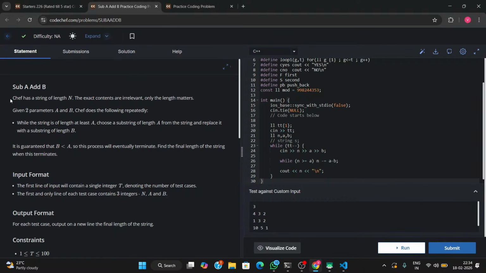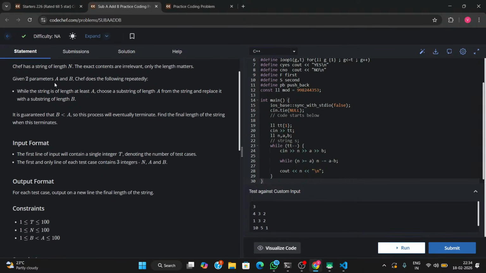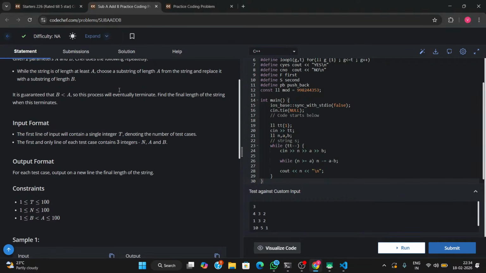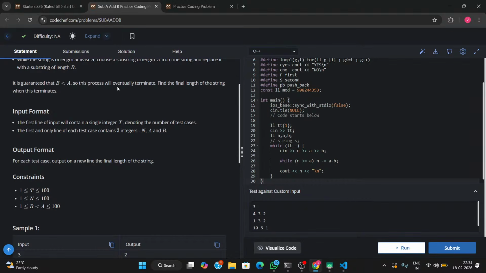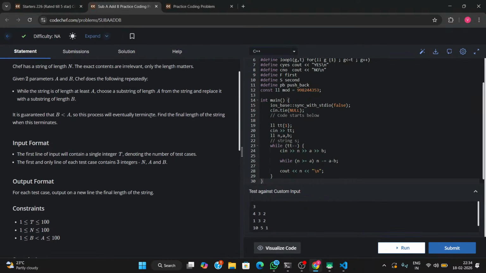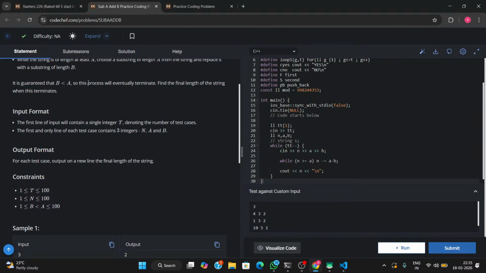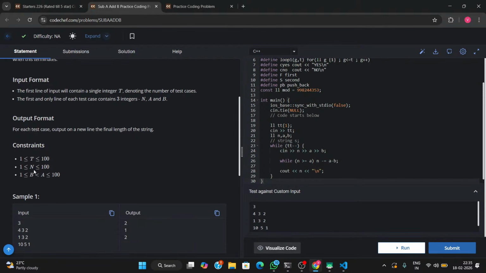The first question is: Chef has a string of length n. The exact contents are irrelevant. Only the length matters. Given two parameters a and b, chef does the following repeatedly. While the string is of length at least a, he chooses a substring of length a from the string and replaces it with a substring of length b. It is guaranteed that b is less than a. So this process will eventually terminate as the string will always decrease in size. We need to find the final length of the string when it terminates. So we are given three integers n, a, and b.